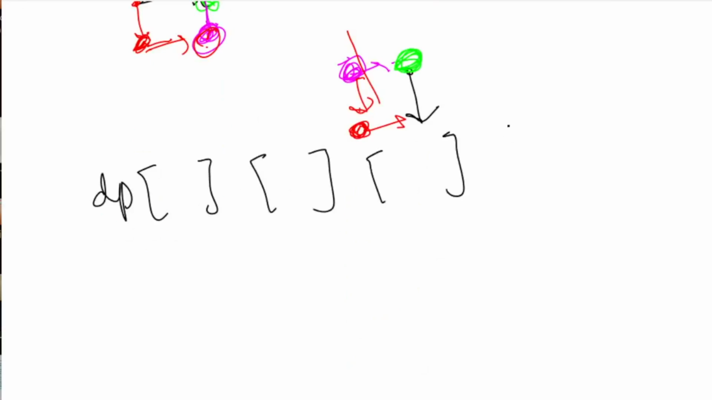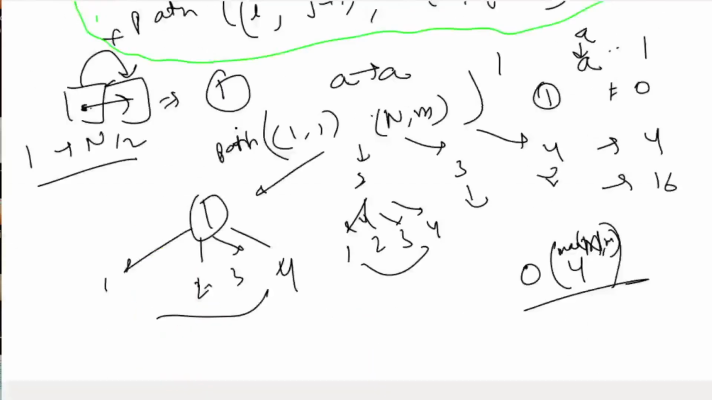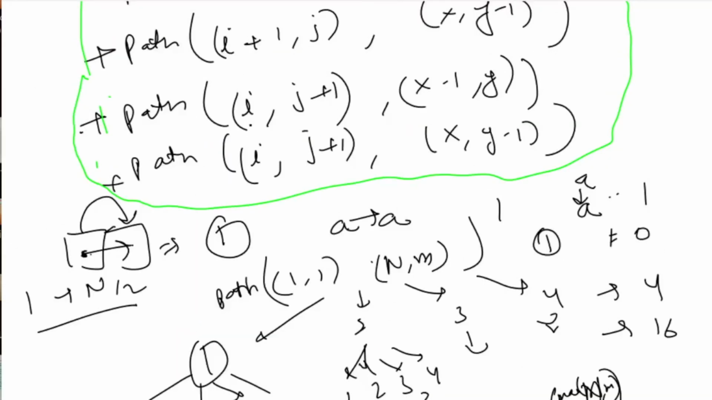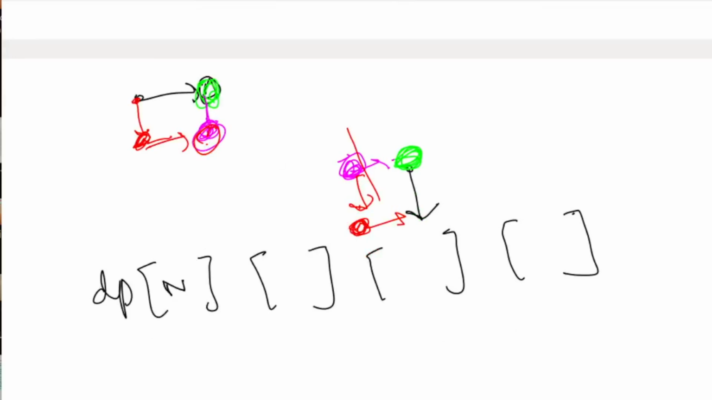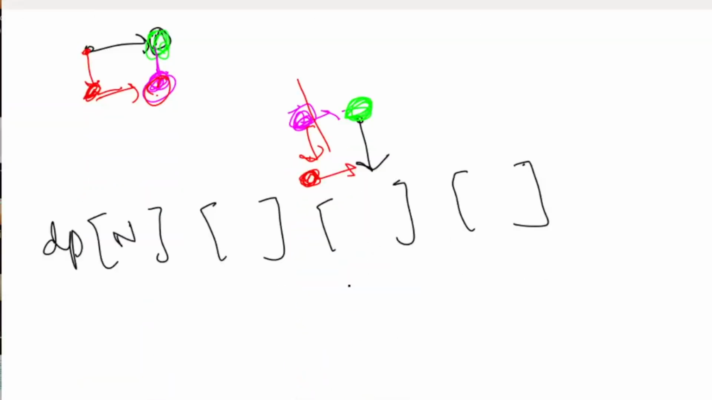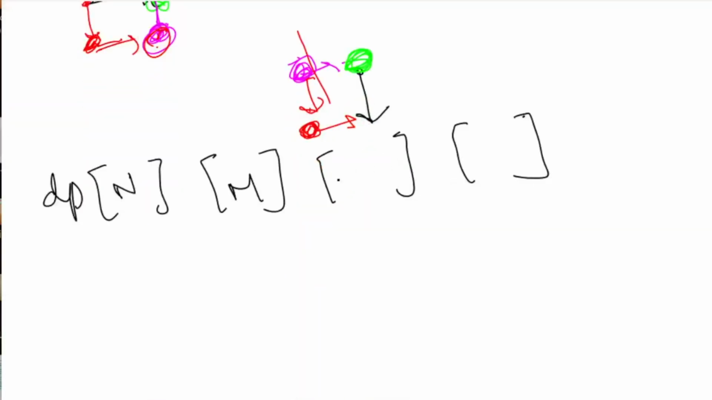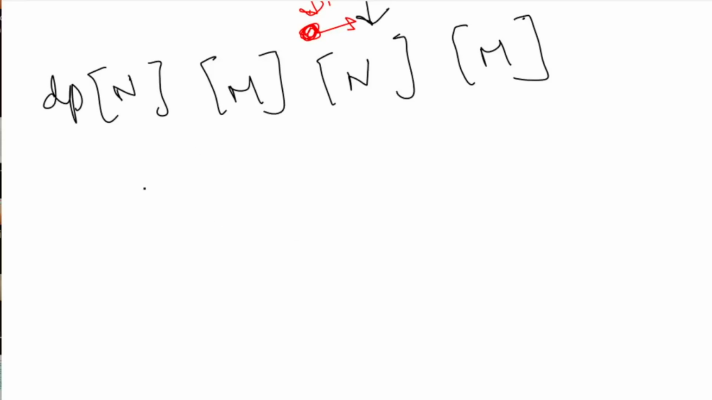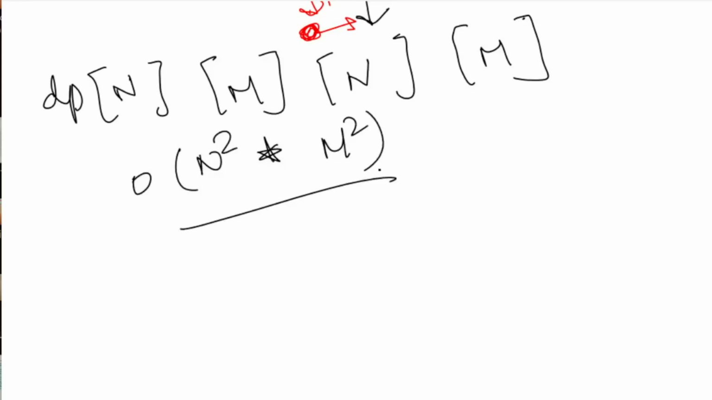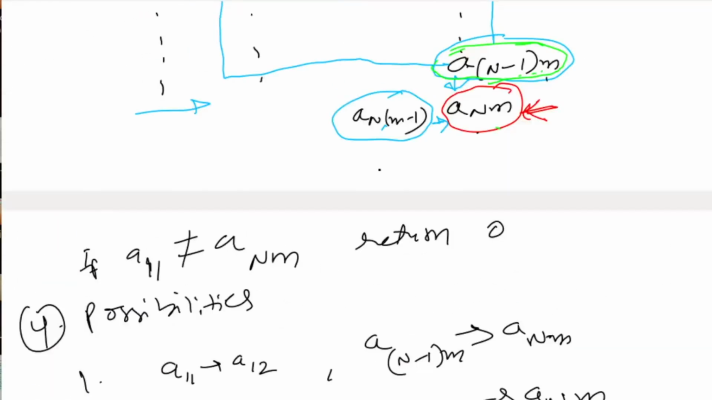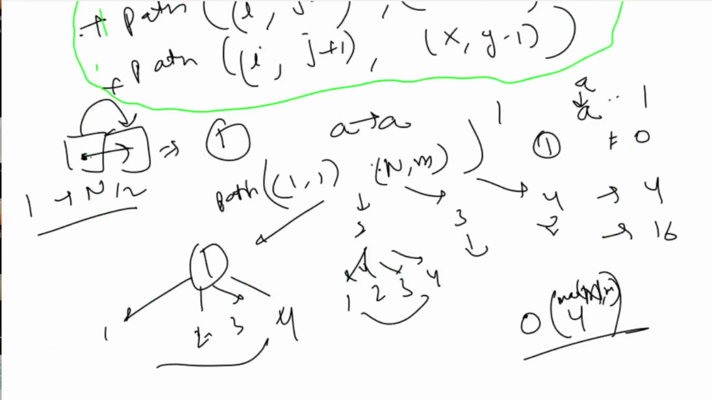Now you know that i can vary from 1 to n, so this should have size n, and j can vary from 1 to m, so this should have size m. Similarly, x can vary from 1 to n, so this should have size n, and this should have size m. In this way we can reduce our space complexity and time complexity to O(n squared times m squared) only. So this was the dynamic programming approach for this problem. Now let's see the code for this problem.